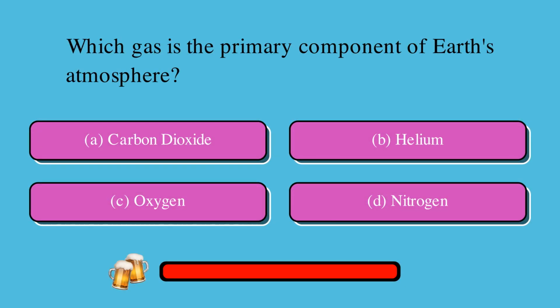Which gas is the primary component of Earth's atmosphere? Is it A, carbon dioxide, B, helium, C, oxygen, or D, nitrogen? The correct answer is D, nitrogen.